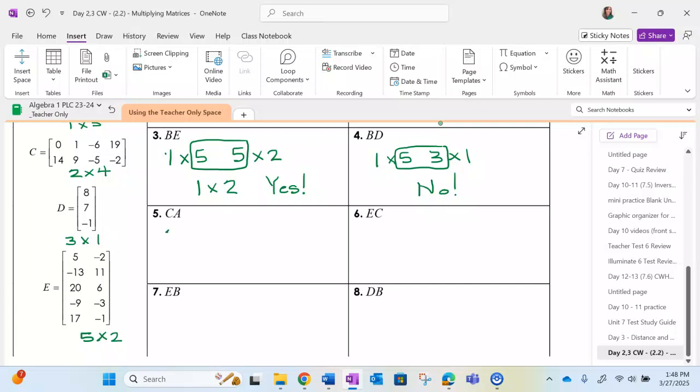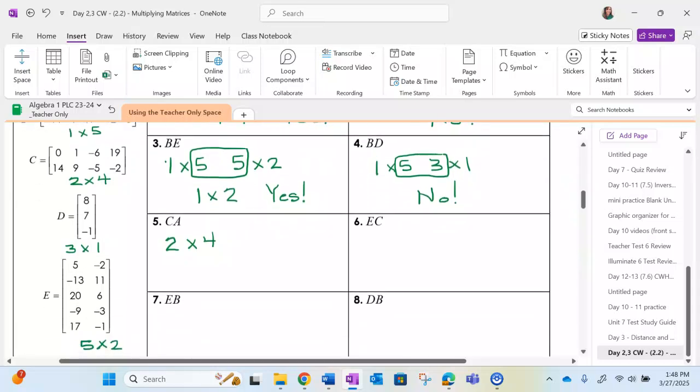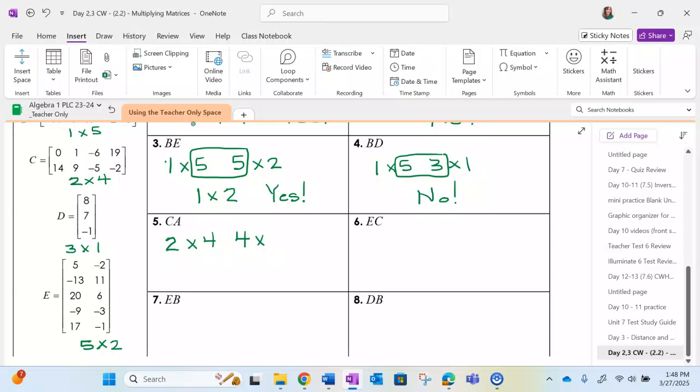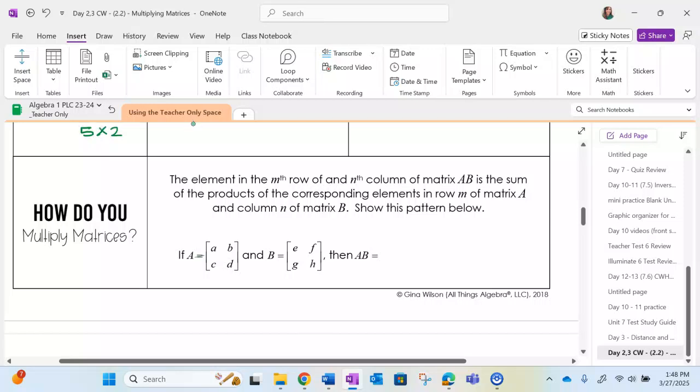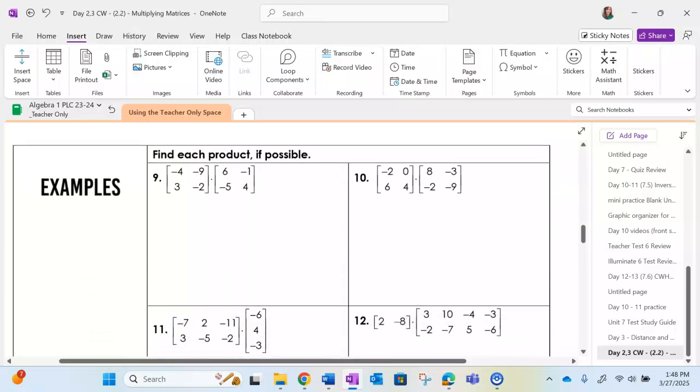All right, problem 5: C is a 2 by 4. A is a 4 by 3. The 2 in the middle are the same, so the answer is yes, and my answer is 2 by 3. So this is a yes. I'm going to let you keep going. I'm going to move on because I don't want to spend the whole time doing all of these. I'm sure you can do 6, 7, and 8. I am going to go straight to a problem.